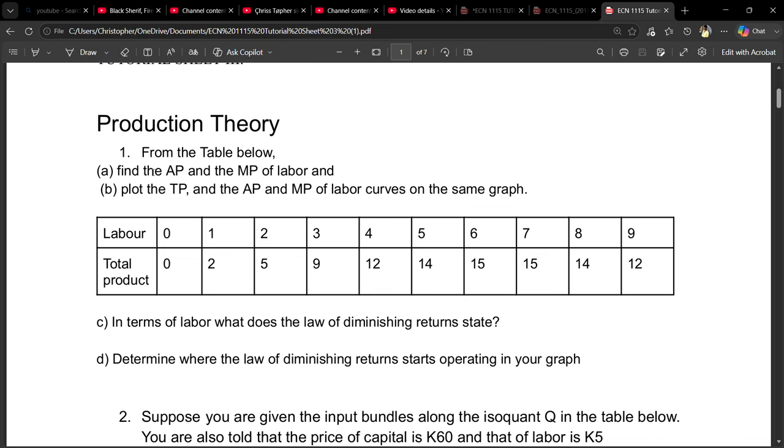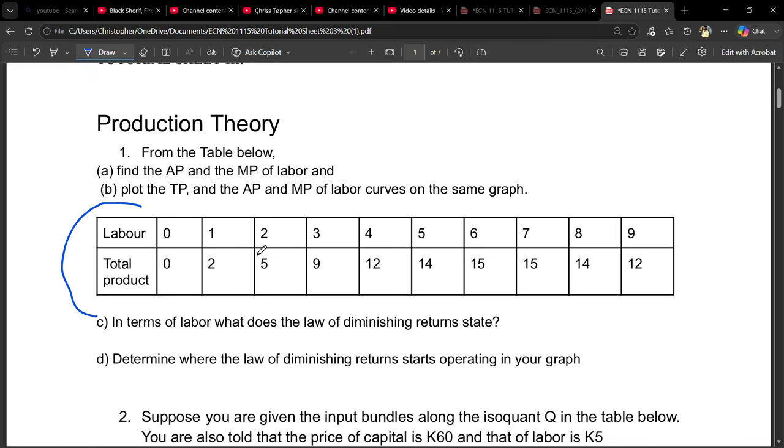Okay, so the first question says, from the table below, so they mean this table. Let me just put the pen there. So from this table that we have, A, find the AP and the MP of labor, and plot the TP, which is total product, and the AP, average product, and marginal product, which is MP of labor, curves on the same graph. Okay, so how do you do this?